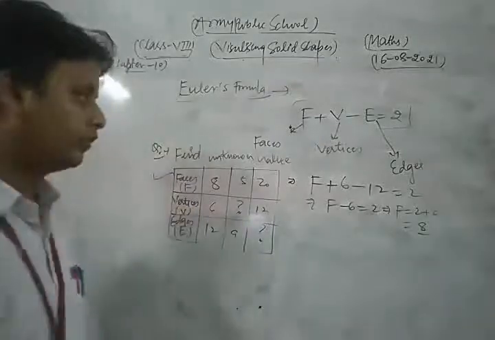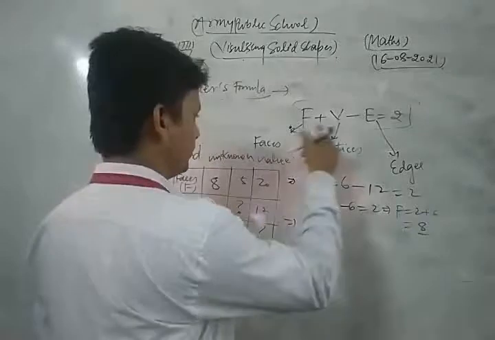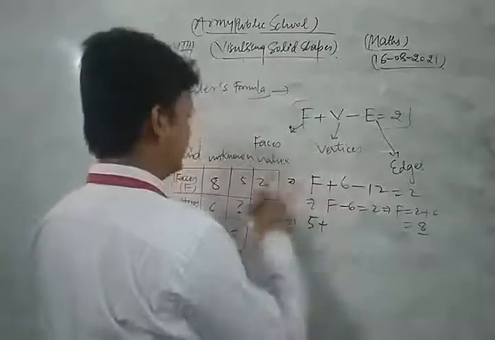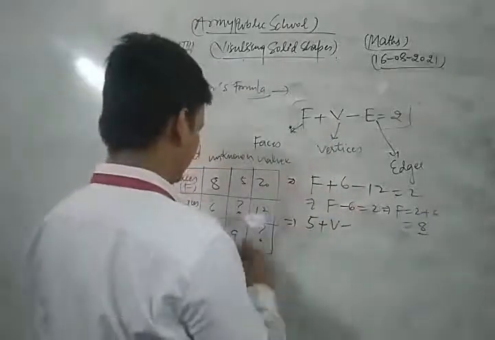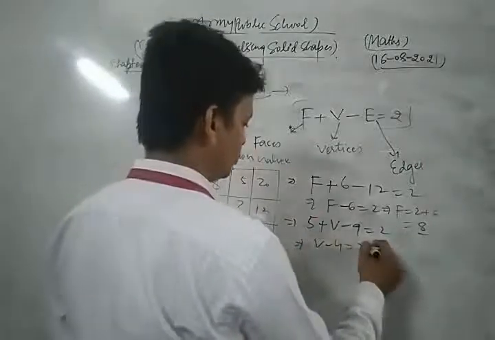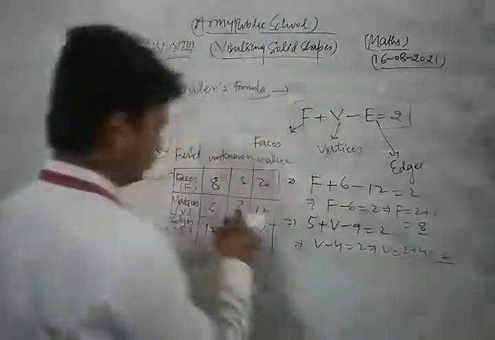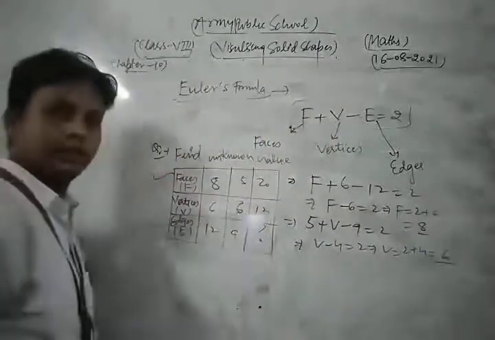Okay, dear students. Now for the second column, we put faces as 5 plus vertices V minus edges 9 equal to 2. So we get V minus 4 is equal to 2. So V is equal to 2 plus 4, that is 6. So here we get 6.